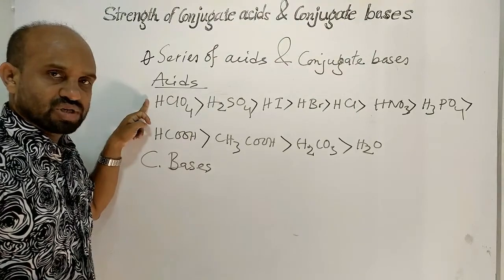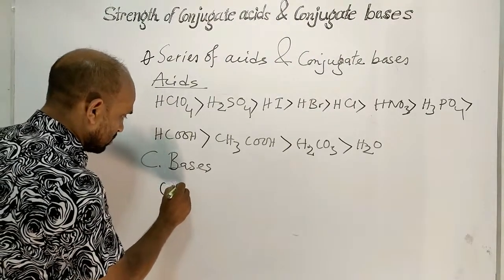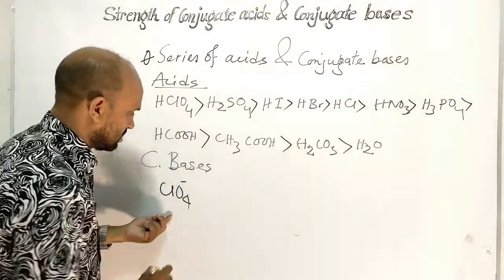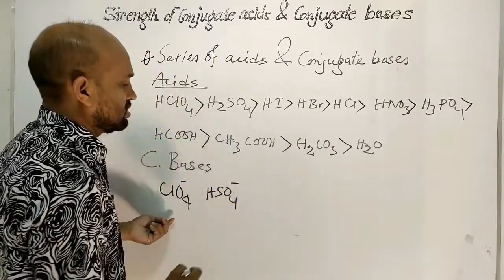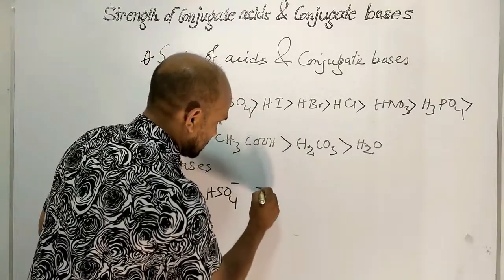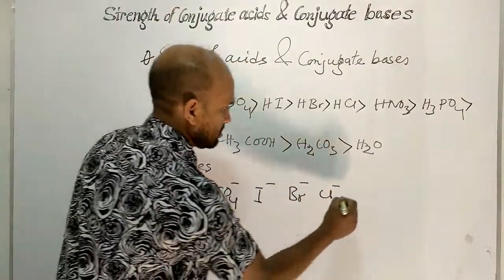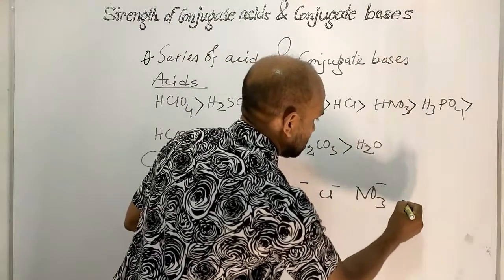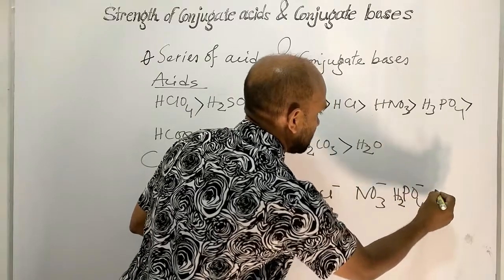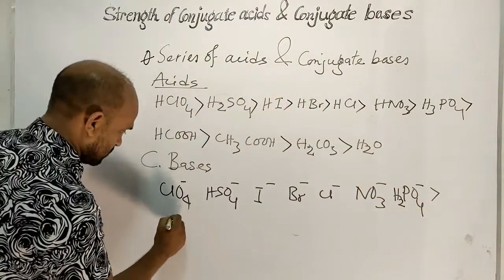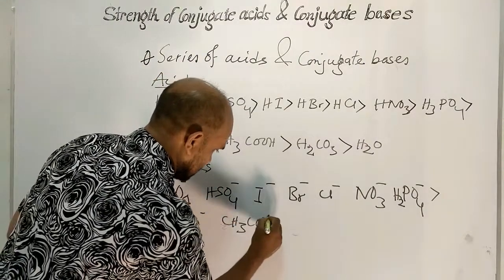This acid produces conjugate base, and this is perchlorate ion. This acid produces bisulfate ion. It produces iodide ion, then bromide ion, chloride ion, nitrate ion, dihydrogen phosphate ion, formate ion, and acetate ion.